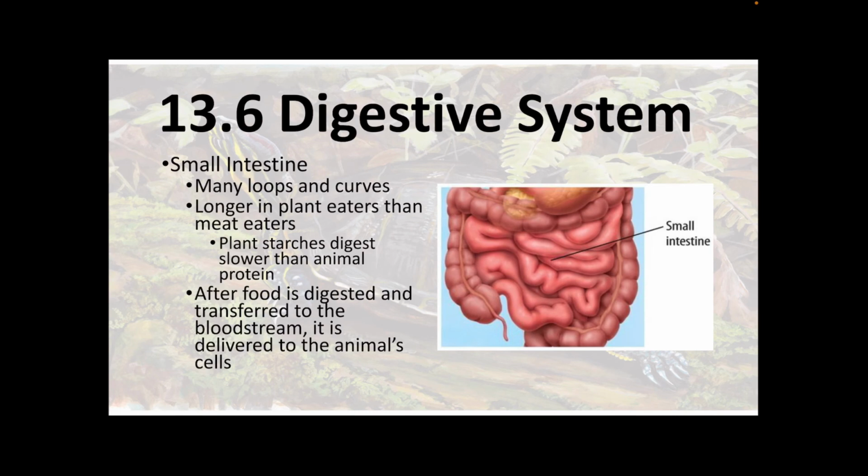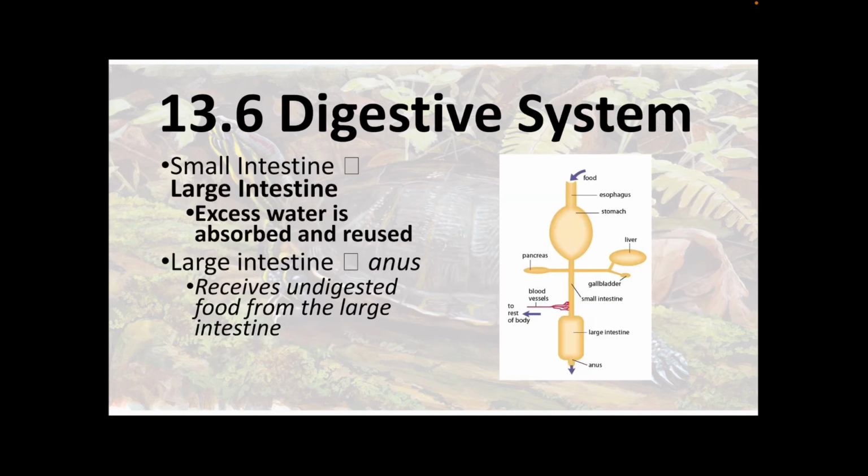Okay. So your small intestine is super curvy and has a lot of loops to it. You can kind of tell in the picture. Animals that are mainly plant eaters will have a longer small intestine because it takes longer for them to digest that material, versus meat eaters, where it won't be as long. And then when the food is completely digested, it is going to be absorbed through the walls of the intestine and into the bloodstream, so that it can go to different cells throughout the body.